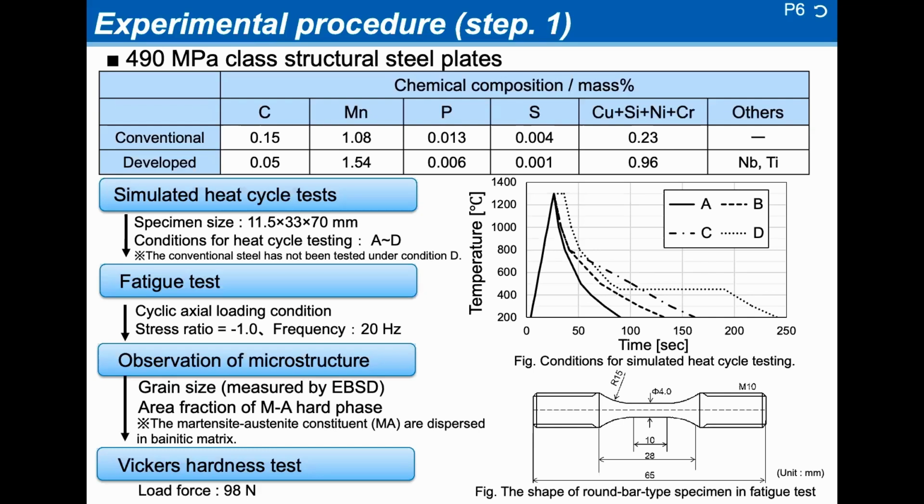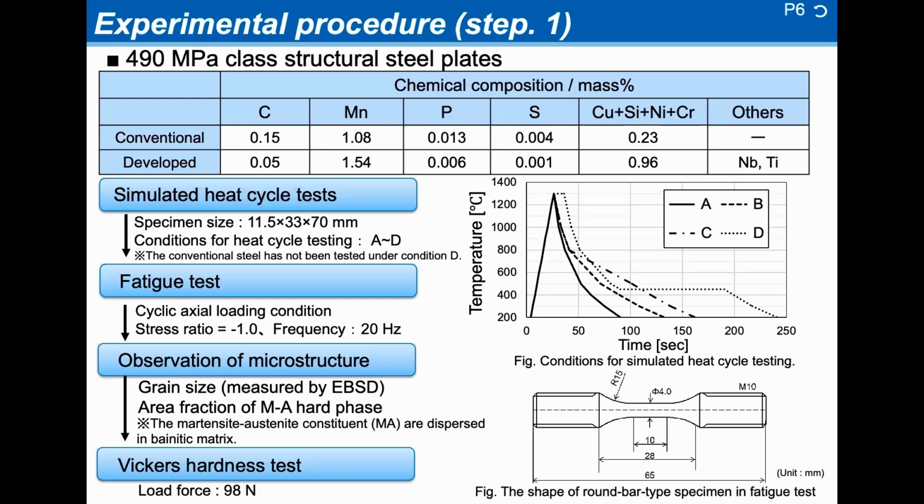We prepared the 490 megapascal class steel plates, conventional steel and developed steel. This table is a chemical composition of both steels. In developed steel, solid solution strengthening elements are optimally added. We conducted a simulated heat cycle test.